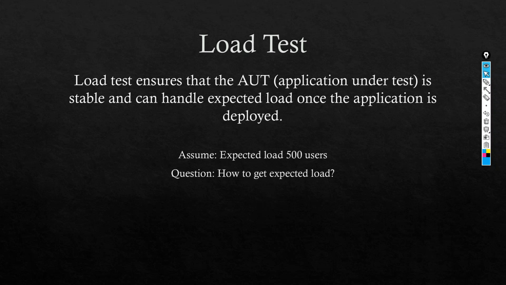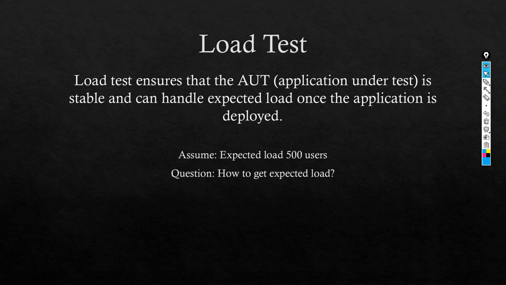That peak hour we have to execute, and we have to see how the application is responding, how fast it is responding. Now assume that there is an expected load of 500 users. Now, who is giving this 500 number to us?